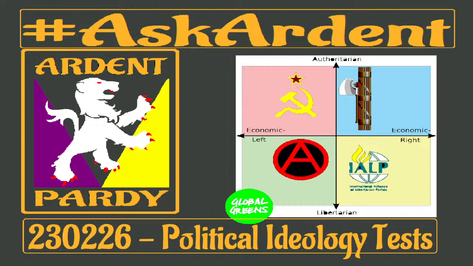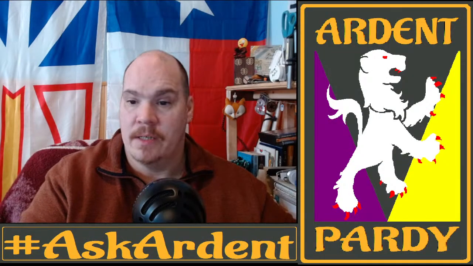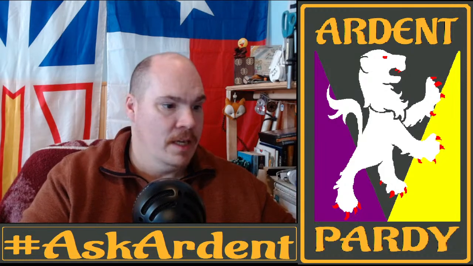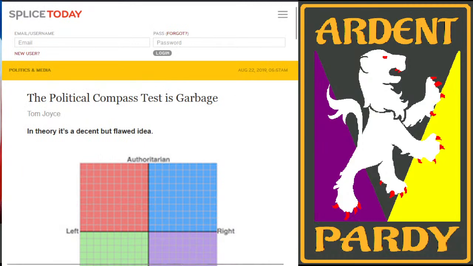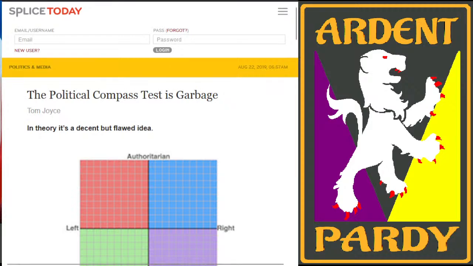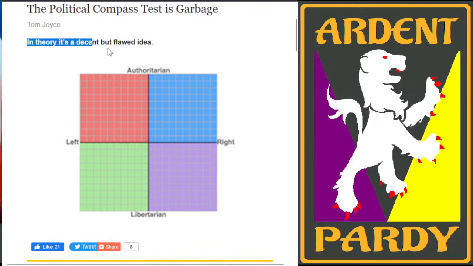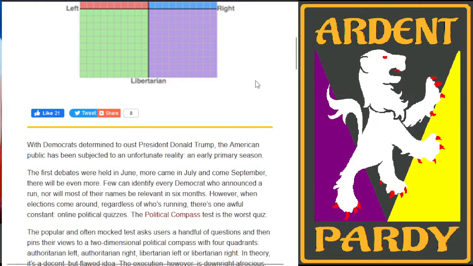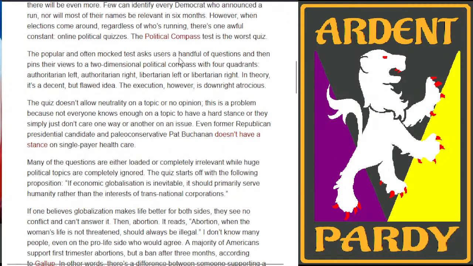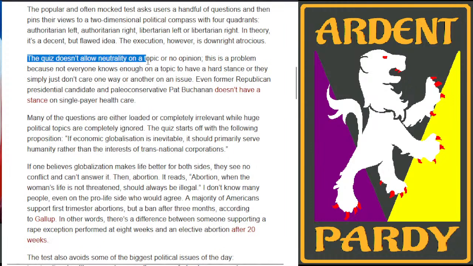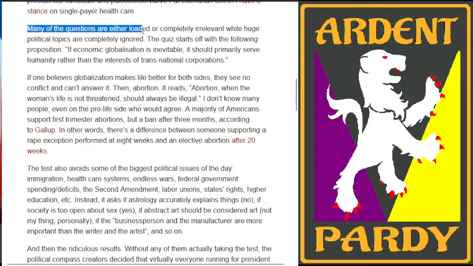Okay, so as I did say, I'm going to start with a quick article, and I know the opinion of a lot of people is that the political compass test is garbage, and I do tend to agree. That said, like this little byline says, in theory it's a decent but flawed idea, and I agree. The quiz does not allow neutrality. That's a problem. It also doesn't let you say you simply don't care. And I do agree with this. Many of the questions are somewhat loaded or completely irrelevant.